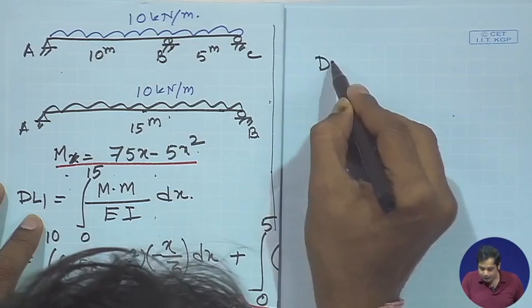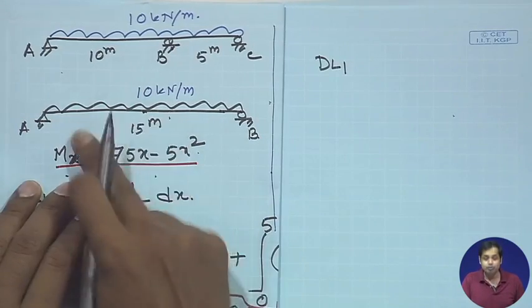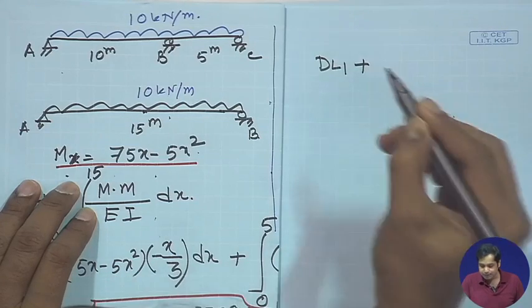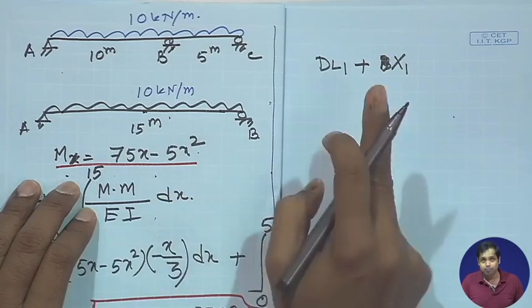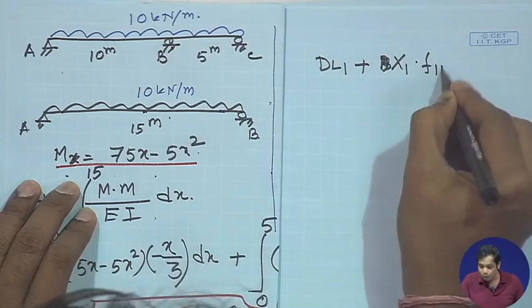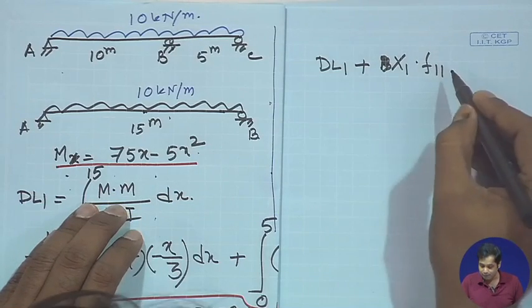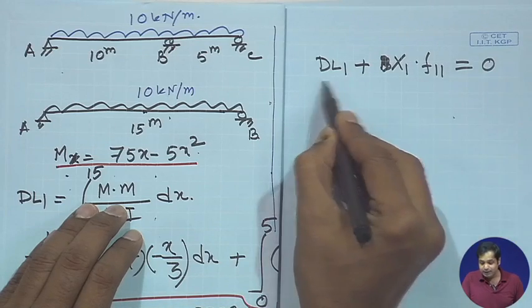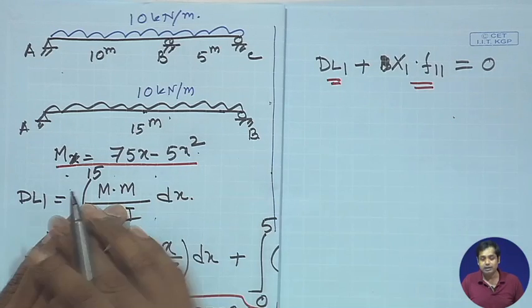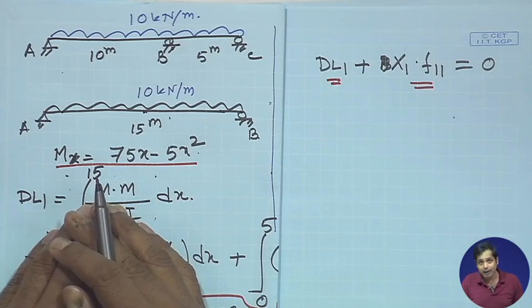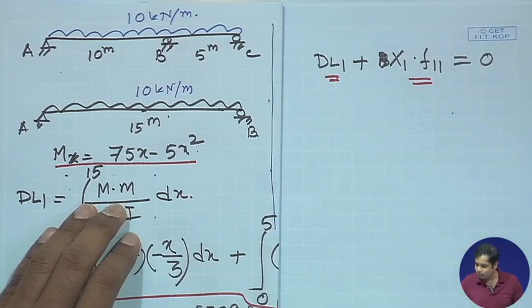that delta dl1, which is the displacement in the primary structure due to the externally applied load, plus x1, which is the redundant force, into F11, which is the flexibility associated with this redundant force, is equal to 0. So, this gives you the displacement in the primary structure due to the external applied load, and this gives you the displacement in the primary structure due to the redundant force. Okay? And F11 is the associated flexibility coefficient. So, this is equal to 0.